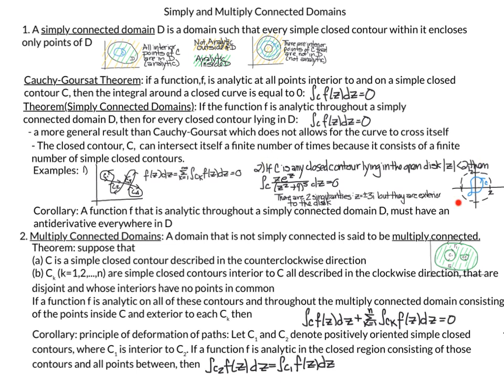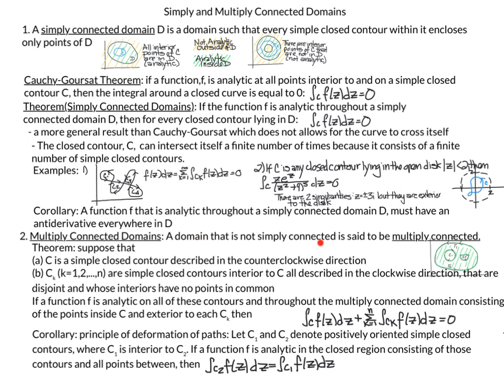And we had this example here, which highlighted we could have this contour which intersected itself. It could even have singularities, but as long as the singularities are outside our contour, they don't affect our theorem, and we can apply our theorem and say that the integral around the closed contour is equal to 0. And we have this corollary: a function f that is analytic throughout a simply connected domain D must have an antiderivative everywhere in D. We then looked at multiply connected domains.